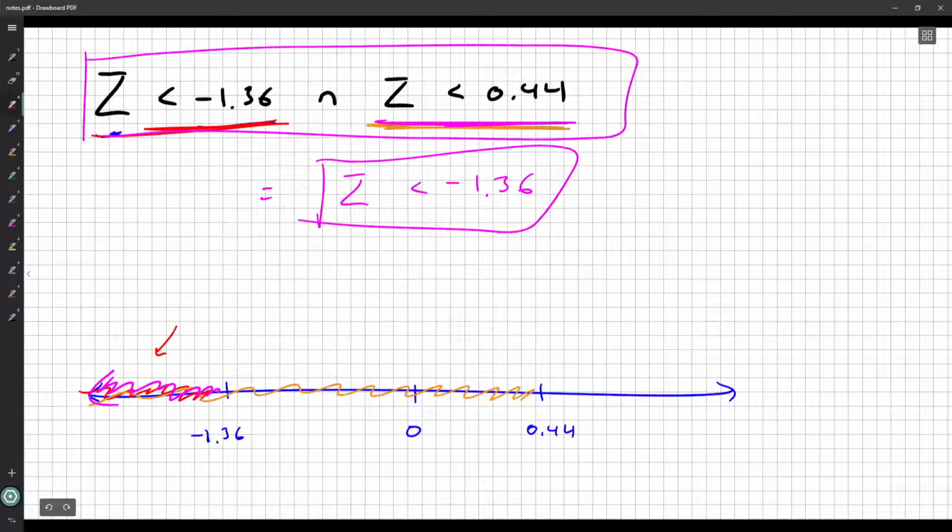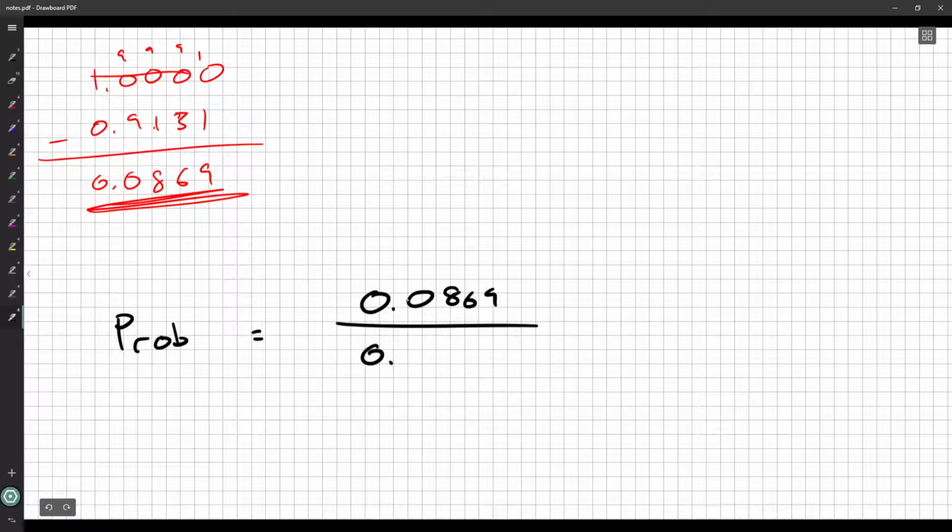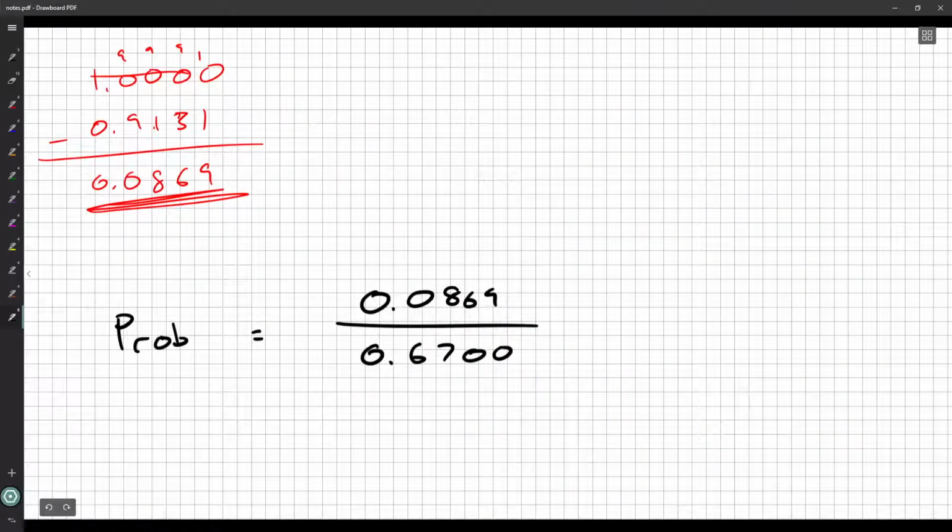So we can go ahead and put that in. What have we got? The probability that we want in this question is going to be 0.0869, assuming we're working with up to 4 decimals, over 0.6700, I believe. Yeah. Okay. And there we go. You could leave it like that.